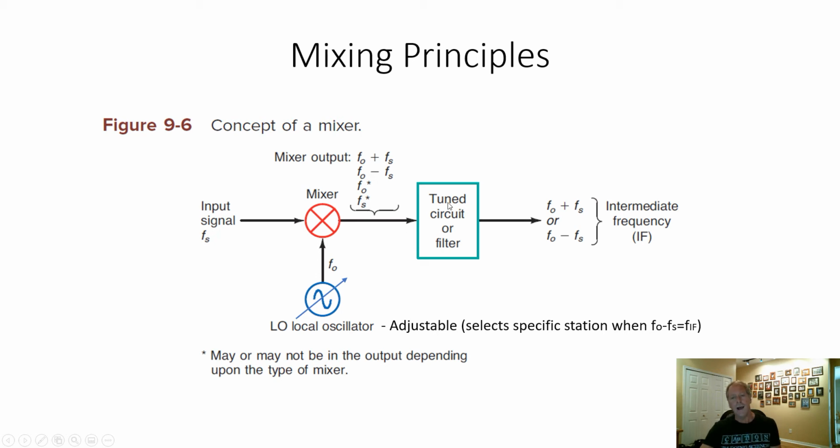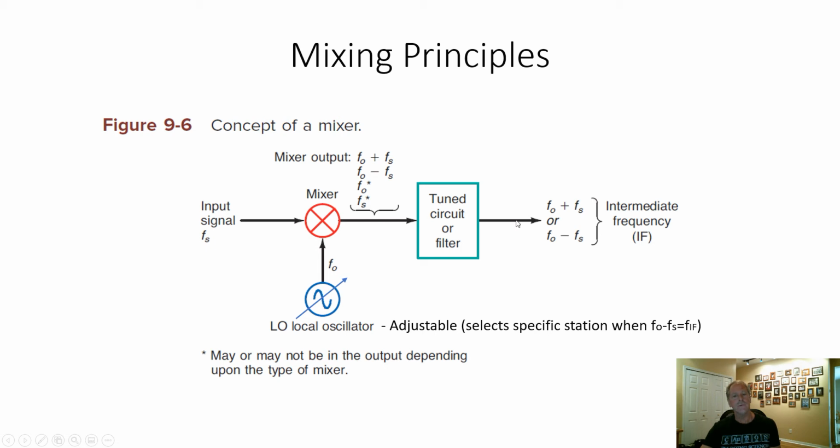Then you filter out just one of them, just one of these. Usually it's the difference, F0 minus Fs, to create this intermediate frequency. You filter it using a tuned circuit, okay? Usually it's a low-pass filter or a band-pass filter. Now notice this local oscillator. I have this arrow going through here because it's adjustable. All right, so it selects the specific station where F0 minus Fs equals Fif, the intermediate frequency.